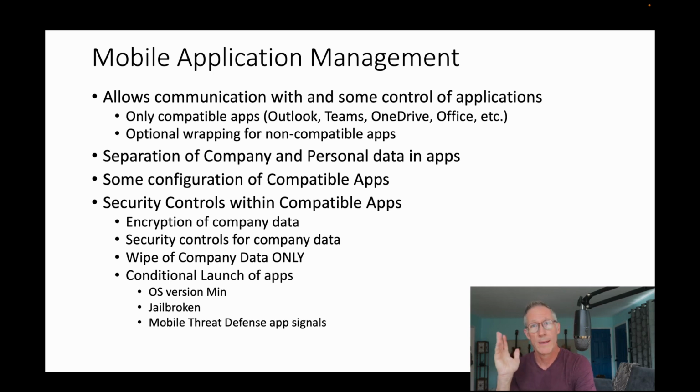Jailbroken. We don't let these apps launch if the devices are jailbroken, because that'd be a great way to get around all of this. Mobile threat defense. Yeah, if you have a mobile threat defense app on the phone, we could actually gather signals from those, as long as they have a connector to Intune, and use those signals as a conditional launch. So if the security risk is, for instance, somehow set to high on the phone, bad things are happening, again, we can block the conditional launch of those apps, so they could not launch until that was remediated.